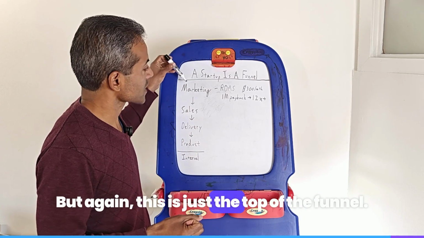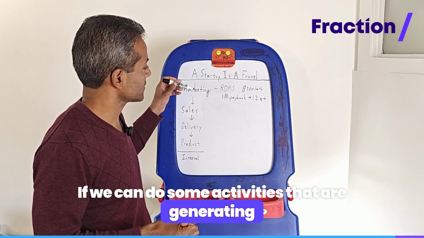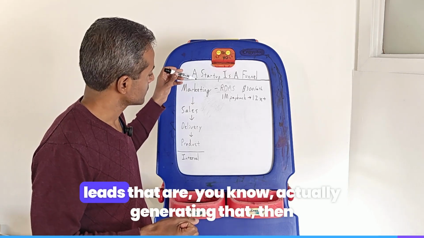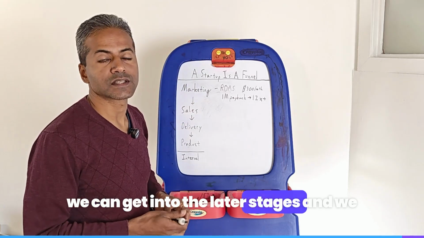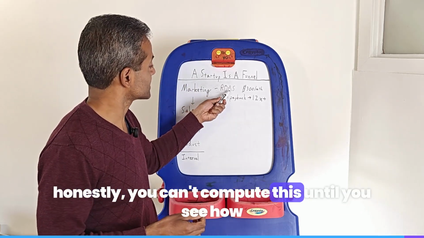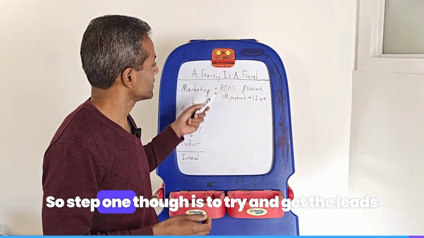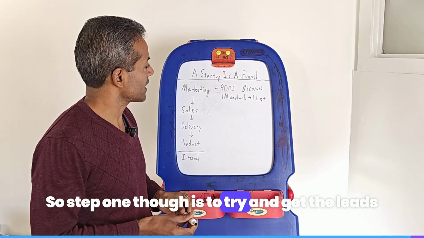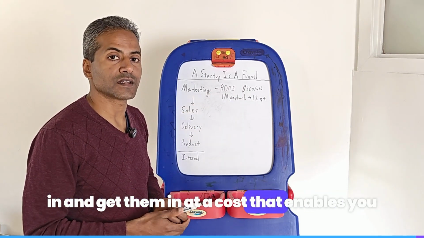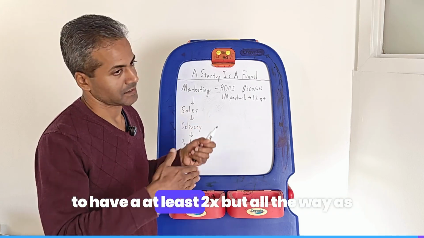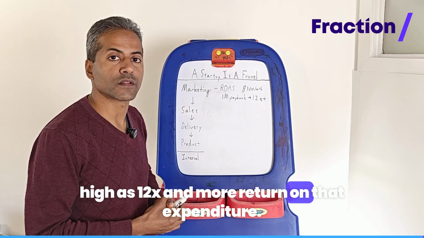But again, this is just the top of the funnel. If we can do some activities that are generating leads, then we can get into the later stages. And you can't compute this until you see how all the other functions execute against it. So step 1, though, is to try and get the leads in and get them in at a cost that enables you to have at least 2x, but all the way as high as 12x and more return on that expenditure.